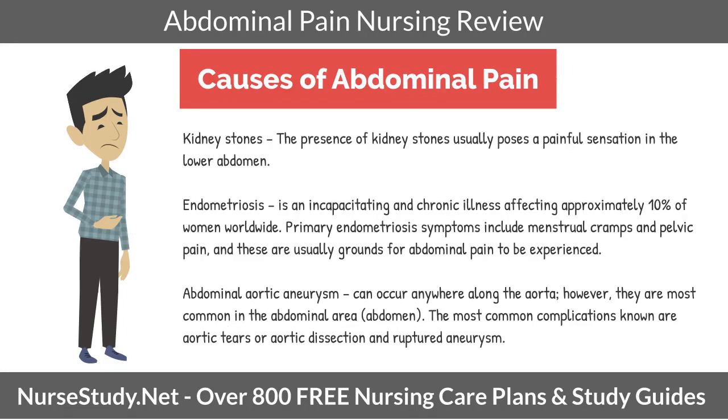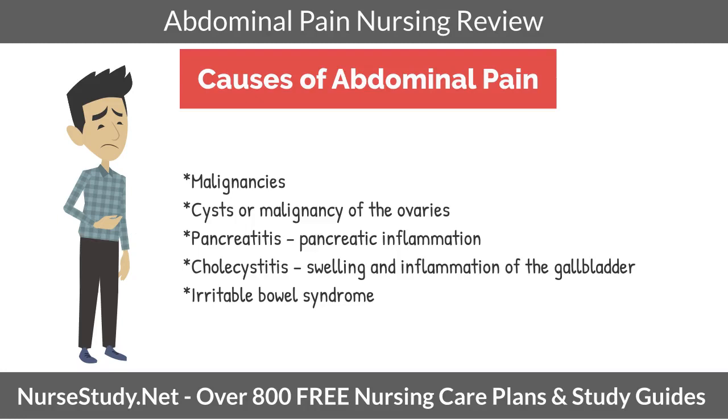Kidney stones. The presence of kidney stones usually poses a painful sensation in the lower abdomen. Endometriosis. This is a chronic illness affecting approximately 10% of women worldwide. Symptoms include menstrual cramps and pelvic pain, and they are usually grounds for abdominal pain. Abdominal aortic aneurysm can occur anywhere along the aorta. However, they are most common in the abdominal area. The most common complications are aortic tears or aortic dissection or ruptured aneurysm. There can also be malignancies or cancers, cysts or malignancy of the ovaries, pancreatitis, cholecystitis, and even irritable bowel syndrome.